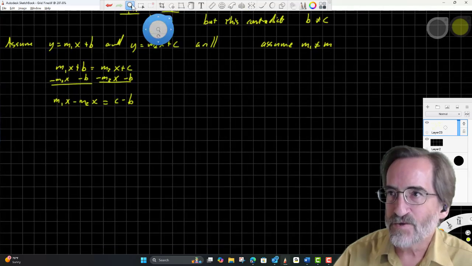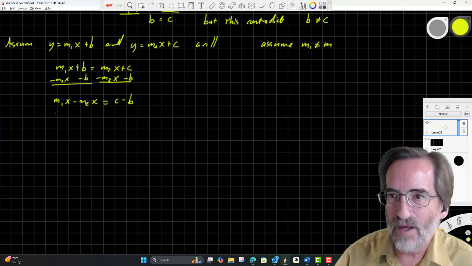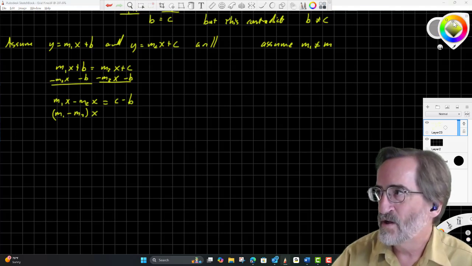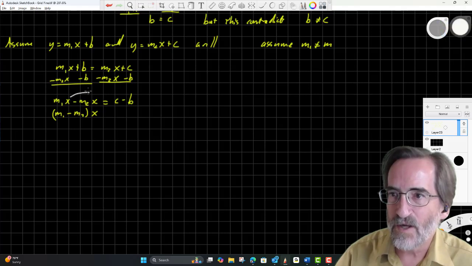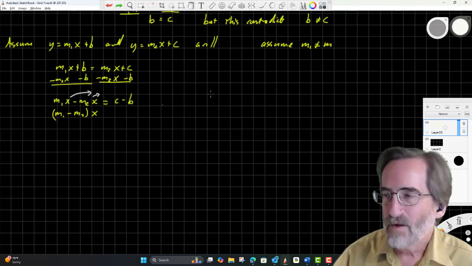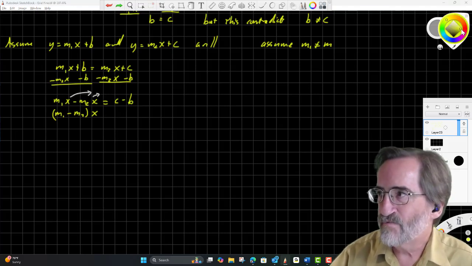Okay, let's factor out x. So we're going to leave m1 minus m2 times x. That's the distributive property in reverse. We just factored out, took out an x that was in both terms. Think of going backwards, distributing the x, you end up with m1x, m2x. Okay, equals c minus b.